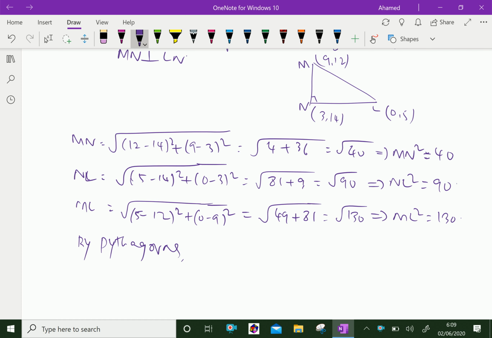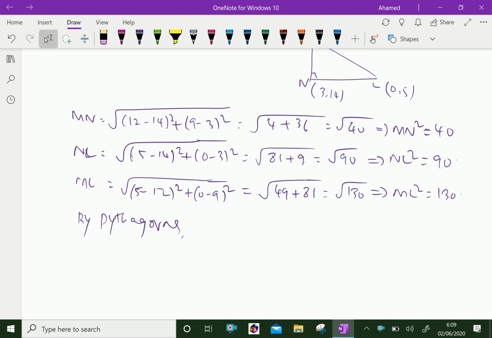Now by Pythagoras theorem we can see here ML square equal to MN square plus NL square. That means we proved it's a right triangle, that is triangle LMN. ML square equal to MN square plus NL square.